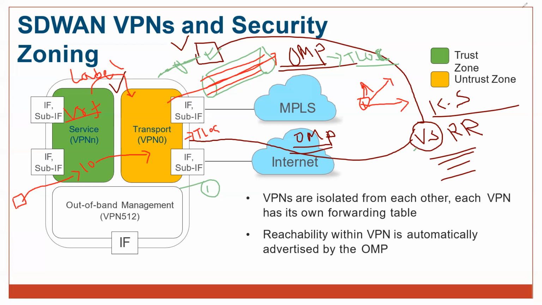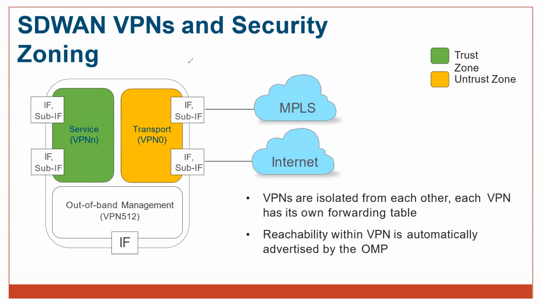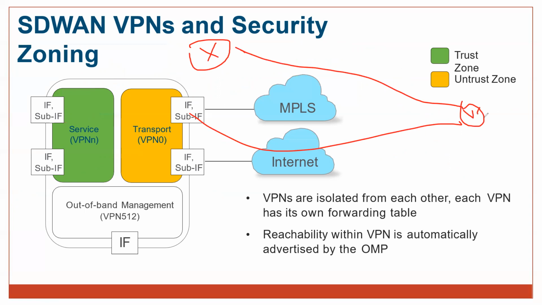So roughly you will understand that if two devices are there, they form their IPsec tunnel with the help of vSmart. They are doing their routing and learning the routes.